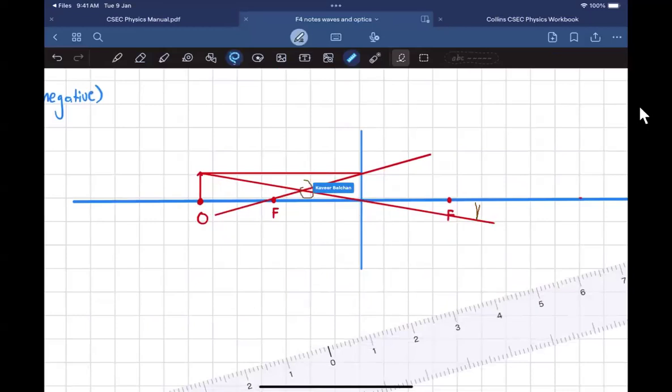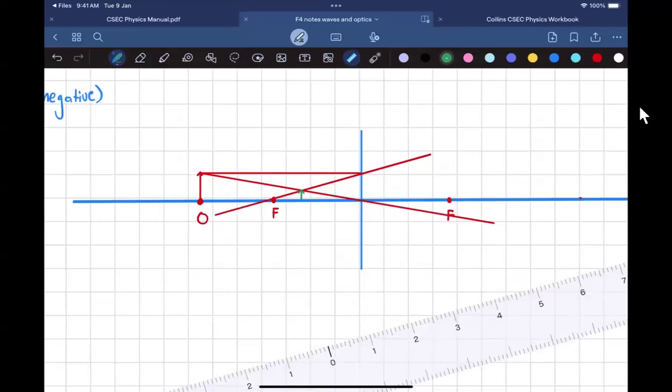Alrighty. Correct. And what kind of lens was this again? Is it convex or concave? Concave. Concave, and for concave lenses, the image is always what? What is the image always? The image is always smaller than the object, right? That's correct.